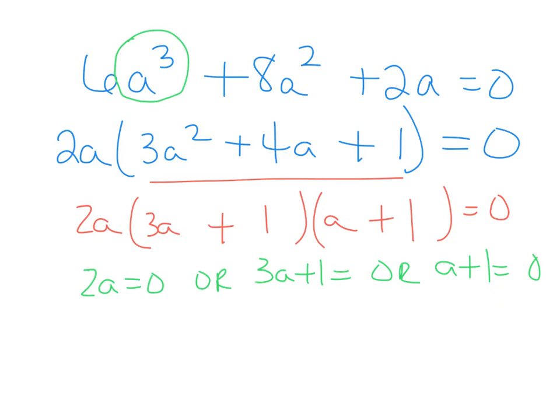So 2a equals 0. We need to solve that for a. So if I divide both sides by 2, a is 0. So what that means is, in that original problem, if I plug in a 0 for a, think about it. a cubed is 0, times 6 is 0.